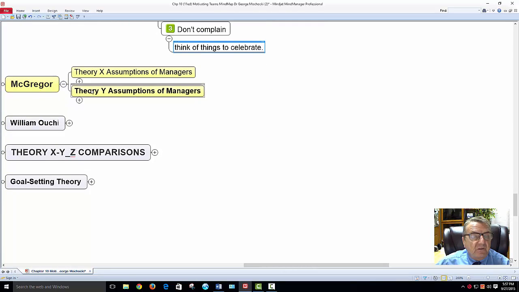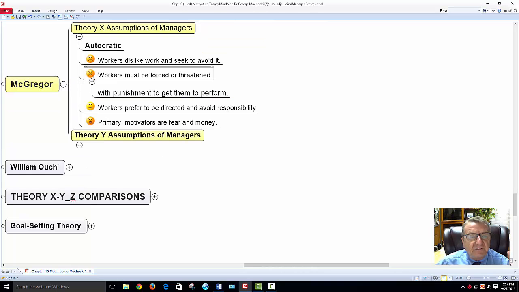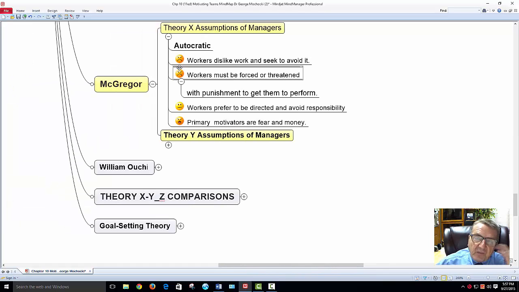Okay, so let's go on McGregor and think. I'm going to go to Theory X, assumptions, autocratic. Remember, you have two types of managers. It's my train of mind.